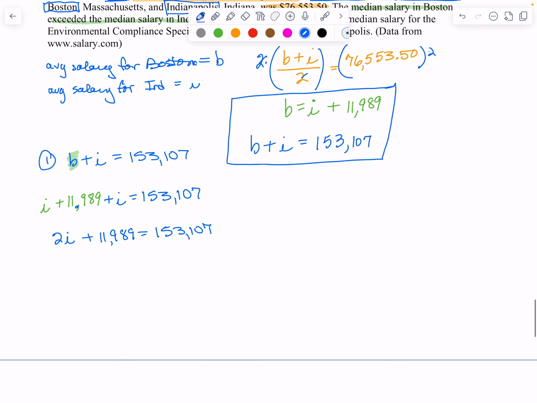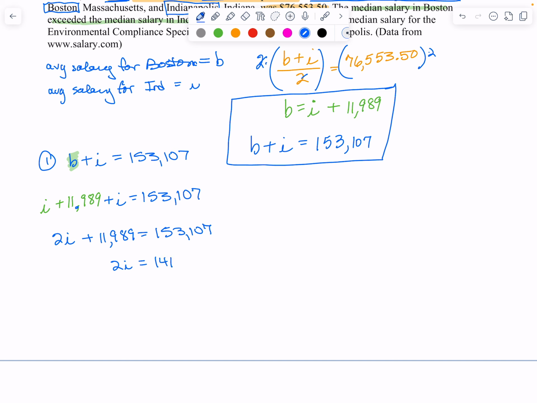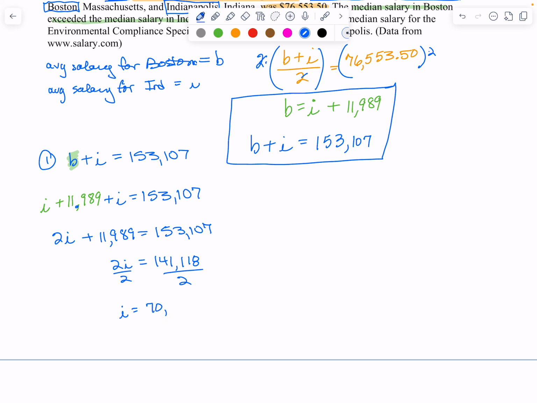And then I just subtract, right? So I'll get 2I is, let's see, when I subtracted, what did I get? I got 141,118 when I subtracted. And then you just divide by 2. And I get $70,559. That's how much my person in Indianapolis made.